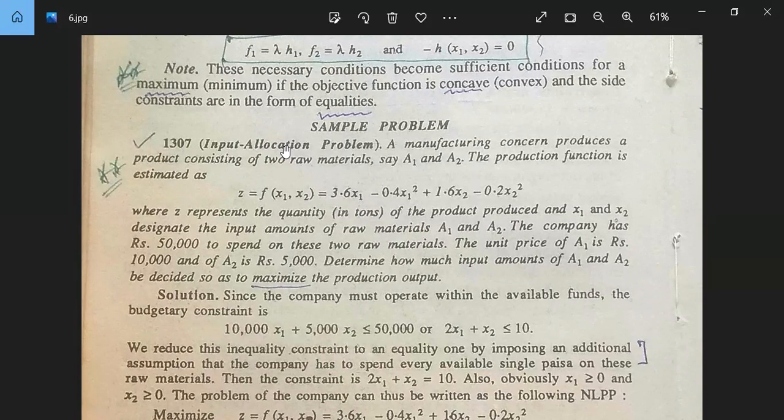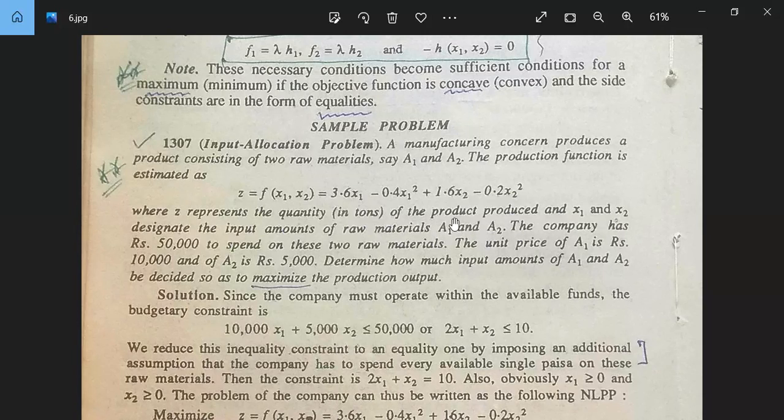Let us look at an example problem. Input allocation problem. See, a manufacturing concern produces a product consisting of two raw materials A1 and A2. Two raw materials are used, A1 and A2. The production function is estimated as, the production function that is f(x1, x2) is given as 3.6 x1 minus 0.4 x1 square plus 1.6 x2 minus 0.2 x2 square, where z represents the quantity in tons of the product produced and x1 and x2 designate the input amounts of raw materials A1 and A2.